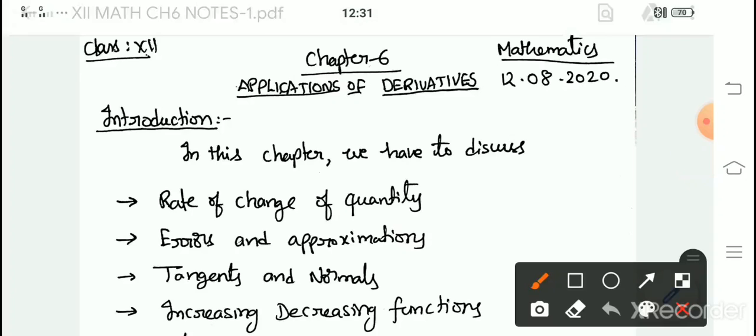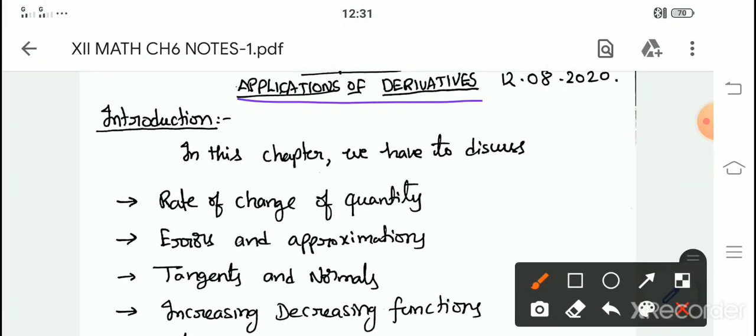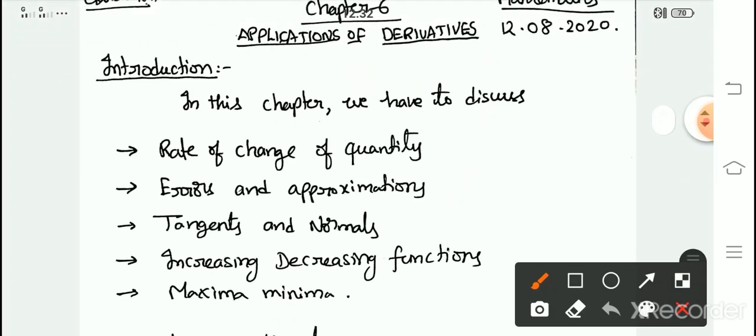I have written here the introduction to applications of derivatives. In this chapter we have to discuss 5 concepts: rate of change of quantity, errors and approximations, tangents and normals, increasing decreasing functions, and last but not least, maxima minima. These are the 5 concepts we have to discuss.